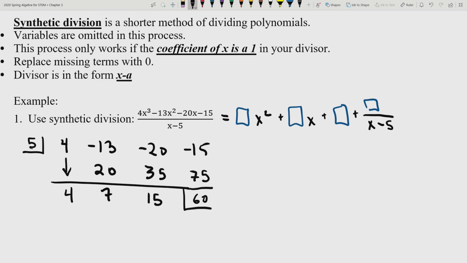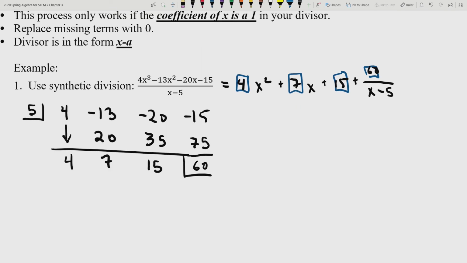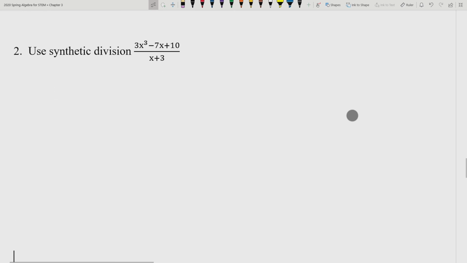So now that I've done that, these are the coefficients of the answers. So this 4 goes here, this 7 goes here, this 15 goes here, and the remainder goes here. That's why it's in a little box, to remind you that it's the remainder. So if you have 4x cubed minus 13x squared minus 20x minus 15, and you're dividing them by x minus 5, the answer is 4x squared plus 7x plus 15 plus 60 divided by x minus 5. How about you guys? Try this problem.